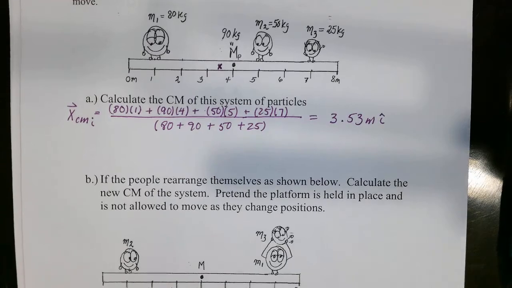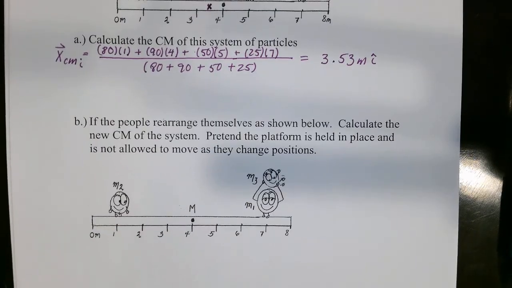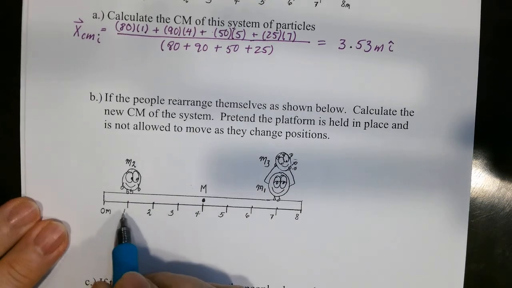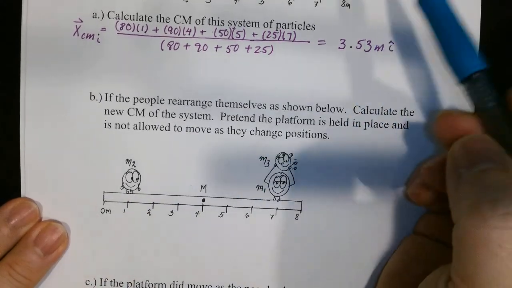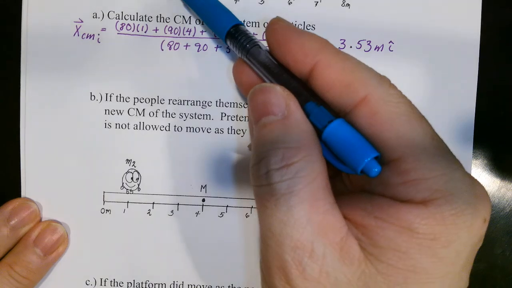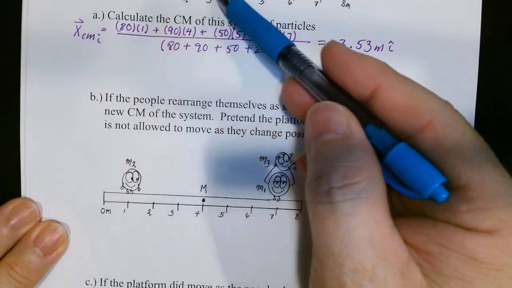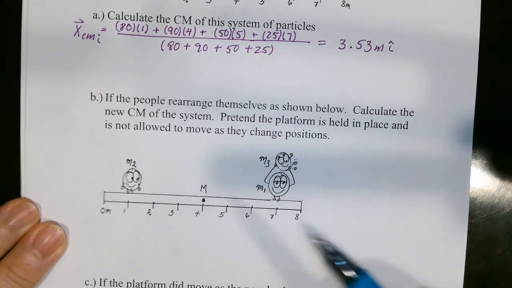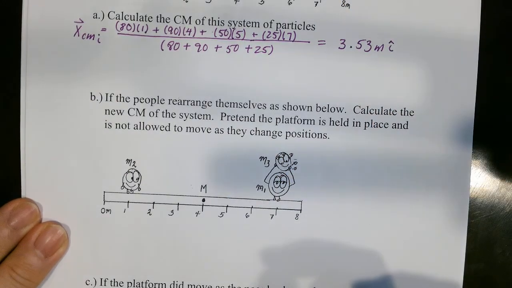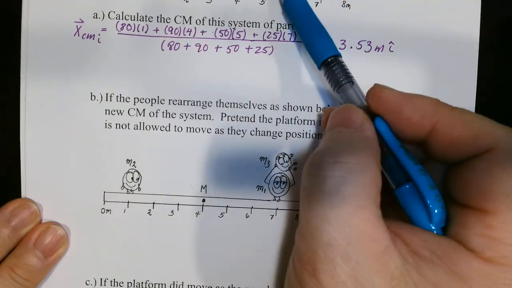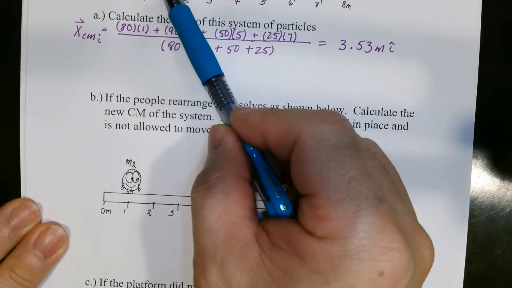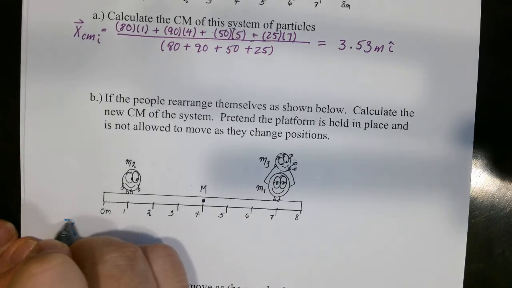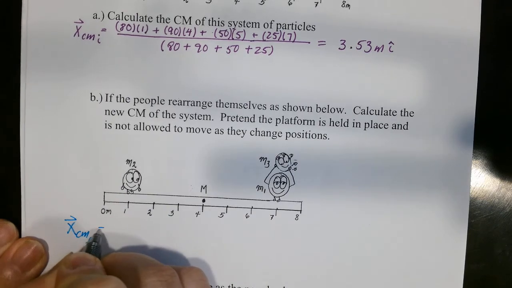All right. Now, the second part is that this thing has moved because mass 1 went over to mass 7, right, and lifted mass 3 up in the same position. And mass 2 decided to go to where mass 1 was. All right. So let's take a look at x sub cm final.